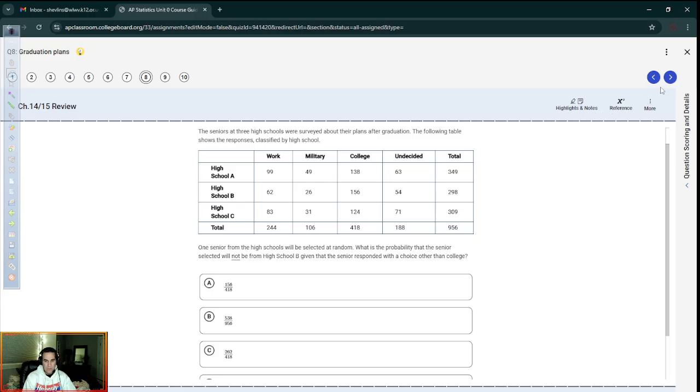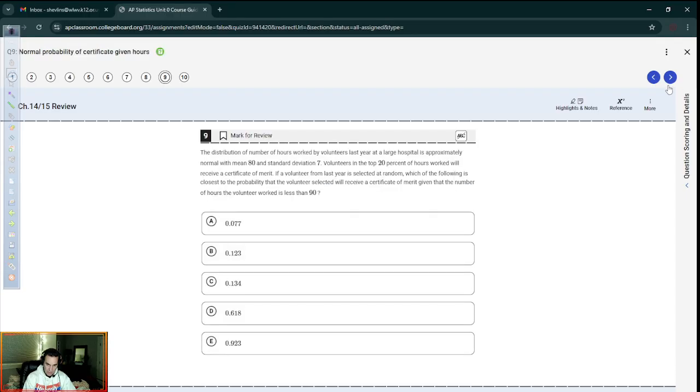Tables can be tricky like that. Read carefully on tables. Write your notation on tables. It helps a lot. Okay, number 9.